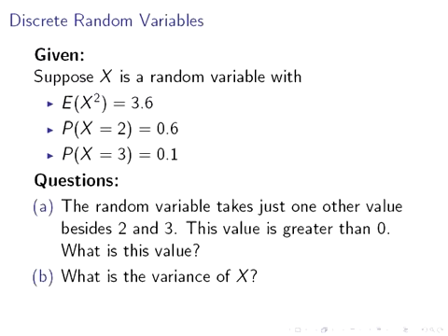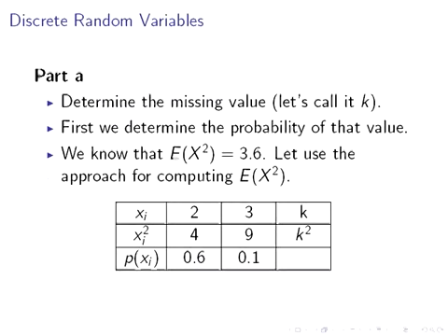And we're given some more information. The random variable x takes just one other value besides 2 and 3. This value is greater than 0. What is this value? The second question is, what is the variance of x? So first off, we have to find this other value.